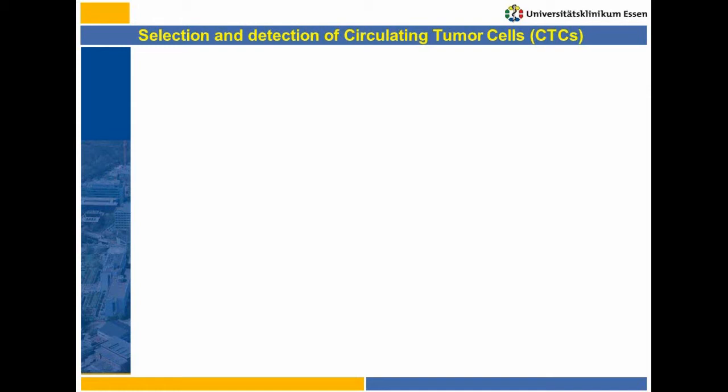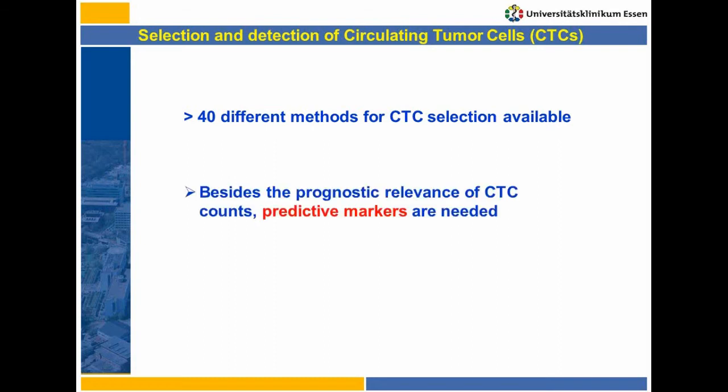For the bone marrow, we were lucky to have a standard procedure. This method was already established in the 90s and is still the method of choice. But for the circulating tumor cells, I think there are more than 40 different methods for CTC selection available now on the market. And of course, everybody has a different goal for CTC selection and detection, and we, working in the clinic with a high number of samples coming in every day, need a high throughput method. And besides the prognostic relevance of CTC counts that has been demonstrated, I think predictive markers are needed.